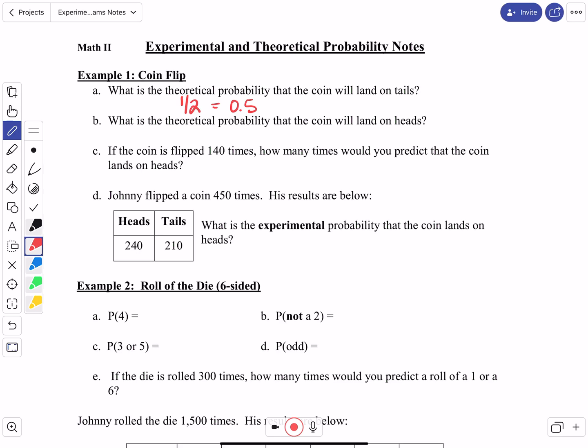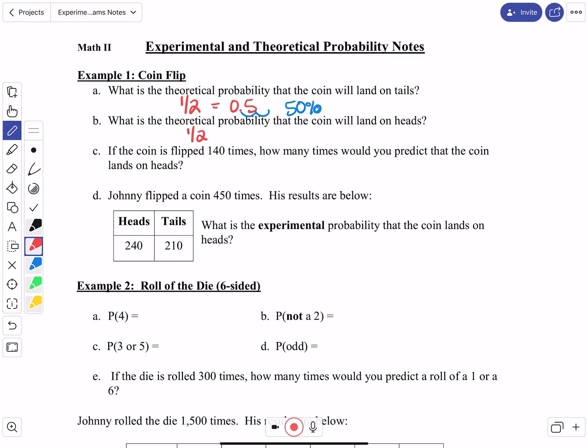If we want to change that to a percentage, you move your decimal 2 places to the right, and so that would be 50%. Okay, so there's lots of ways we could look at that. We could look at it as a fraction, as a decimal, or as a percentage. What's the theoretical probability that it would land on heads? Well, heads is our other option, so that would also be 1 out of 2.